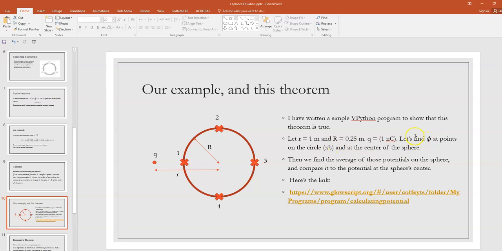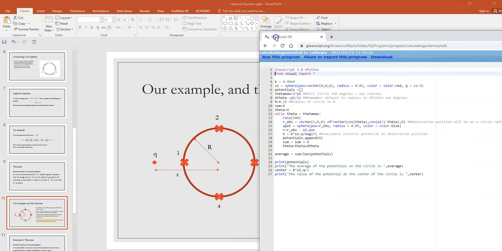So I'm going to find the electric potential at points on this circle, like these ones shown by the X's here. And then I'm going to find the average of those potentials or voltages. Once I find that average, I'm going to compare it to the value of the potential at the center of that circle and show you that those values are the same. Now, here's the link to the code that I've got if you want to play with it yourself.